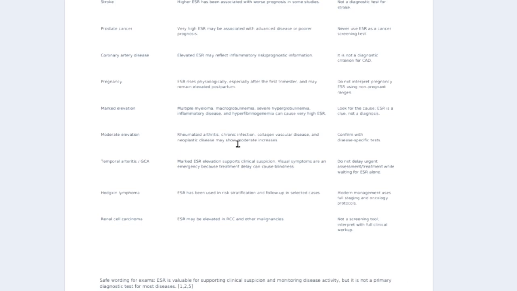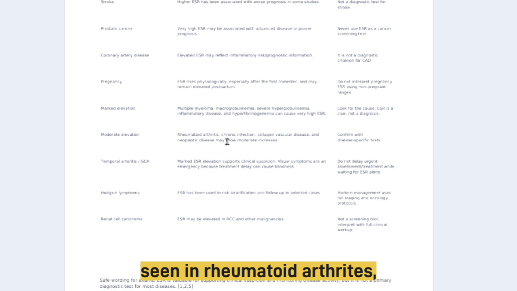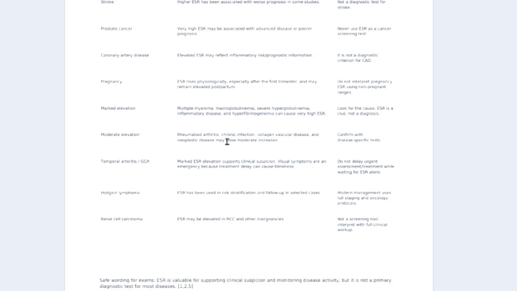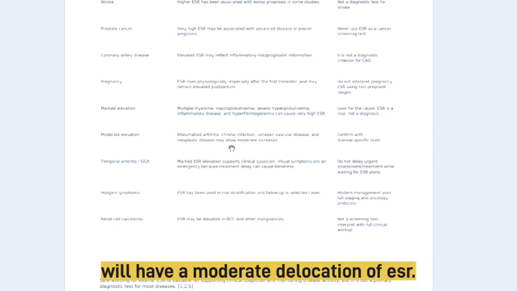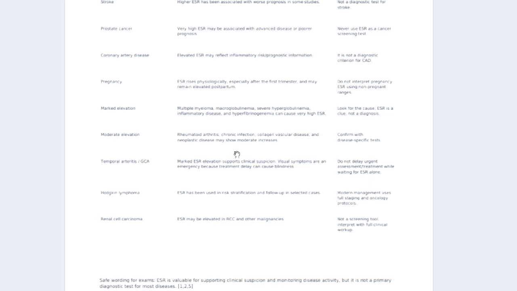Moderate elevation between 50 and 100 is seen in rheumatoid arthritis, chronic infection, for example chronic pyelonephritis or chronic pelvic infection, collagen vascular disease such as lupus, progressive systemic sclerosis, and in some neoplastic diseases, we will have a moderate elevation of ESR.